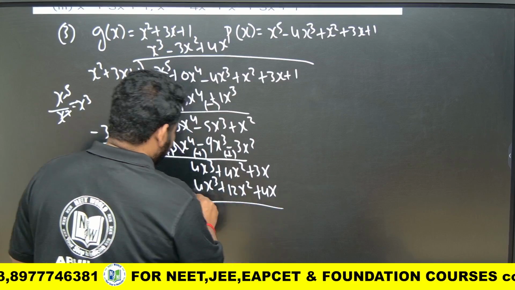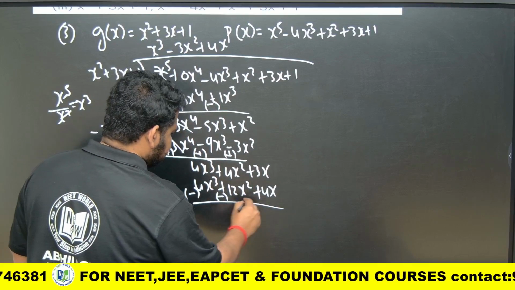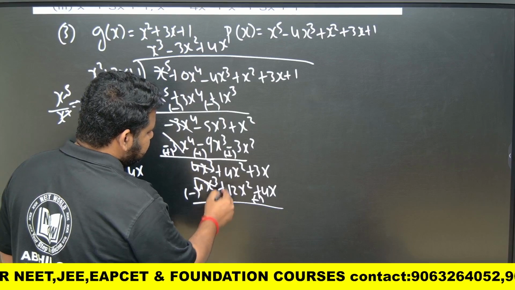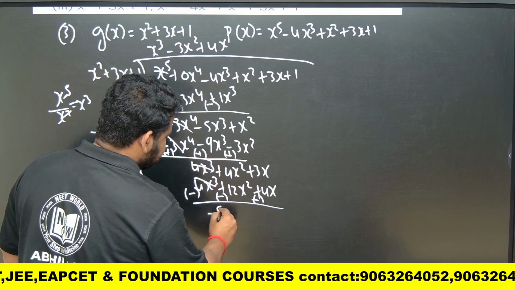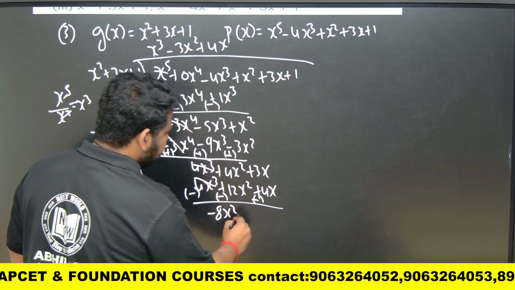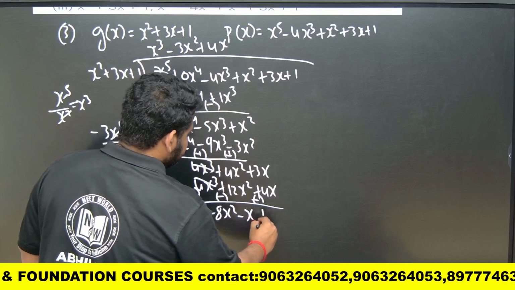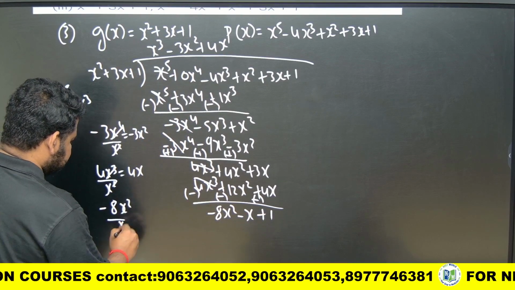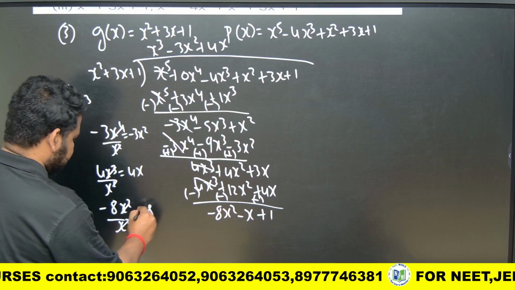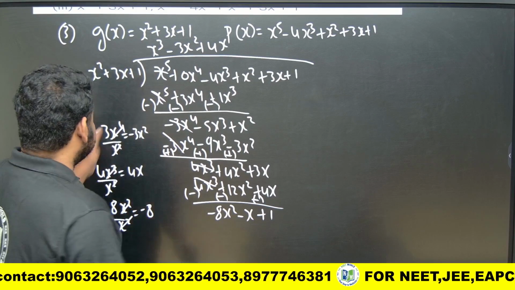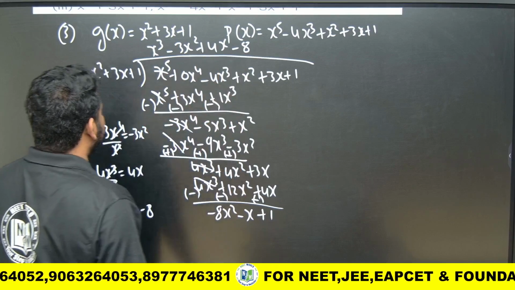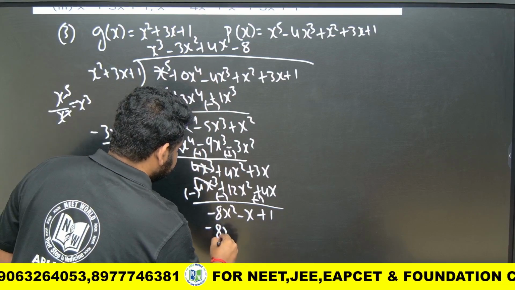Now subtract this, that is, put opposite signs. So this will cancel, this will cancel, this will become minus 12 plus 4 is minus 8x square, minus x plus 1. So minus 8x square divided by x square cancels, I will have minus 8 only. Now this minus 8 will come here. So I have to multiply x square by minus 8. This will become minus 8x square.